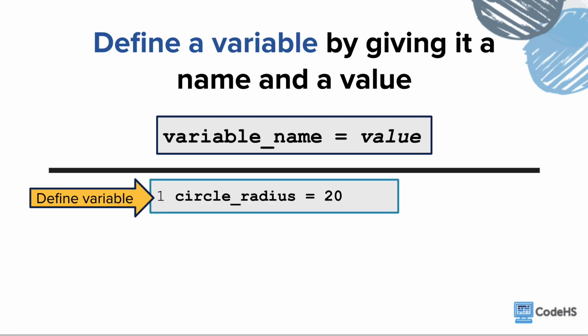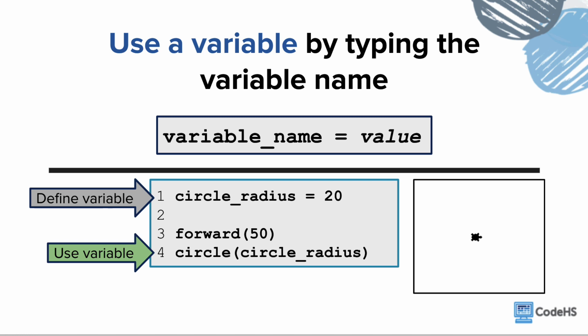On the first line, we are defining a variable called circle radius. This is a great name because it is descriptive about what value the variable is going to hold. It uses all lowercase letters and uses an underscore between the two words. We are setting the value of this variable to 20. Tracy doesn't do anything yet because we haven't given her any commands.